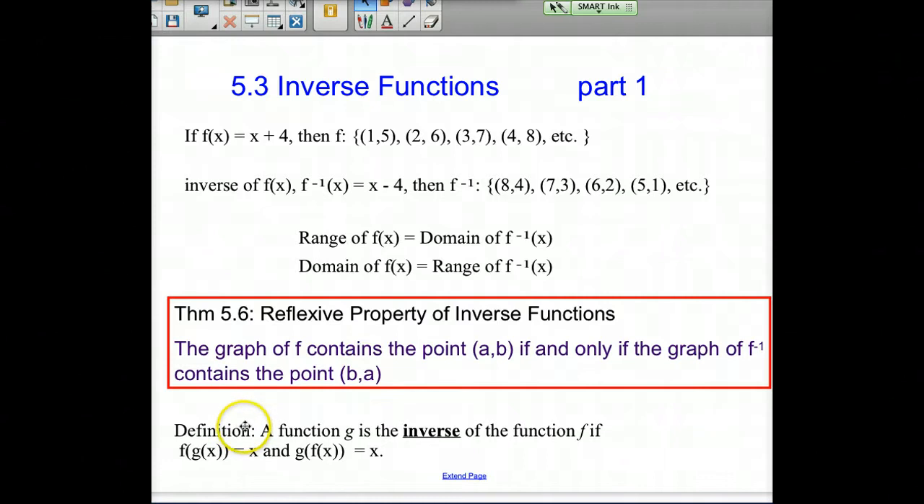So this is the definition of the inverse. A function g is the inverse of the function f if you put the function g inside of f, like a composite function, and you simplify it and you get x. And if you do it the other way, where you put the function f inside of g and simplify that, you also get x. That's the definition of what an inverse is. So you would use that to verify if two things are inverses.